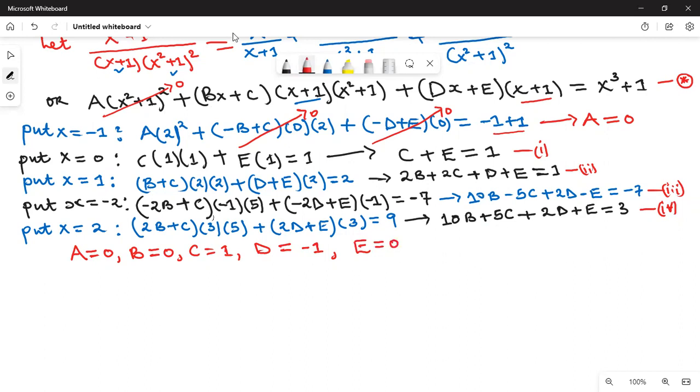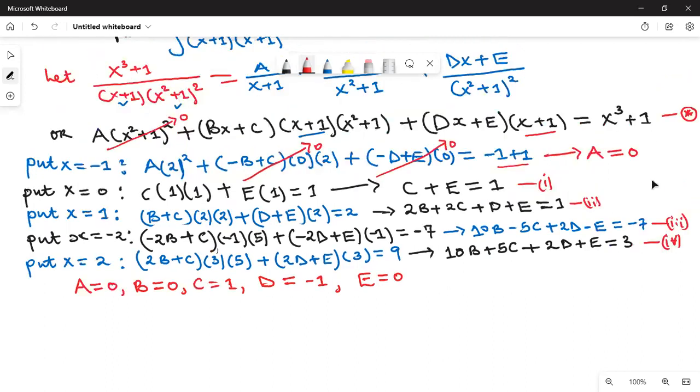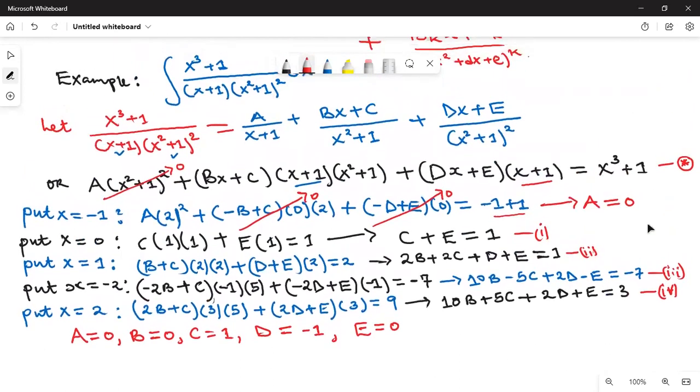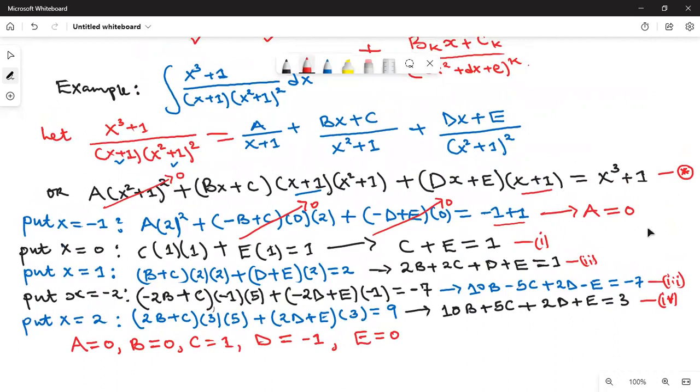So back to our integral. Look at our function now, the integrand which we have decomposed. It means here, this will be 0, so this is not there because A is 0. The E is also 0. So this is 0. And the B is also 0. So this one is 0. We only have values at C and D.